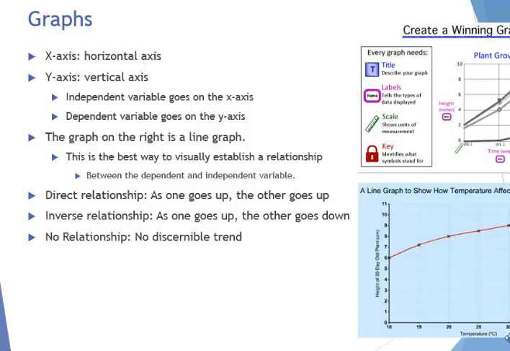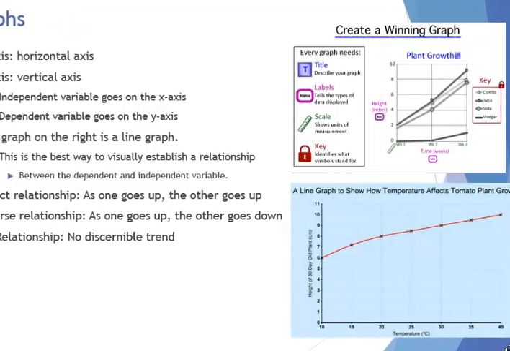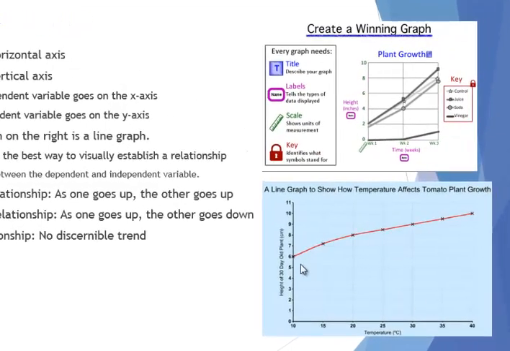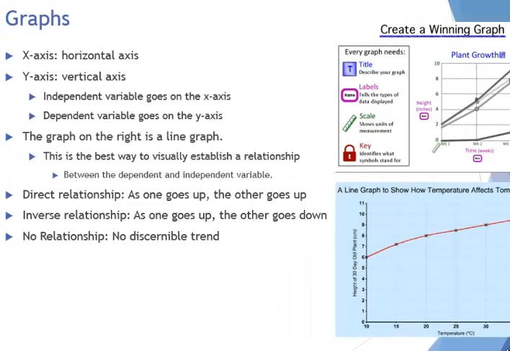Or you'd have no relationship, where there's no discernible trend. No relationship would either look like a flat line, going something like this, which means as the temperature went up, it really didn't have any impact, or it's just like kind of a wild array, like one here, and then one here, and then one here. In other words, there's no real trend in one direction or another.